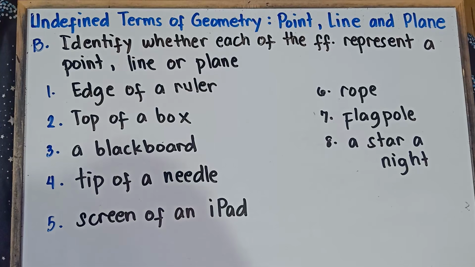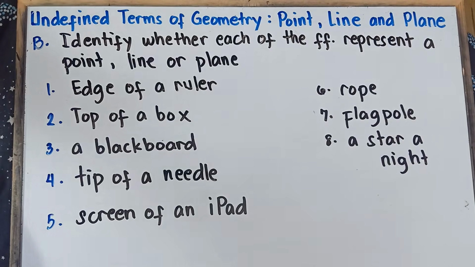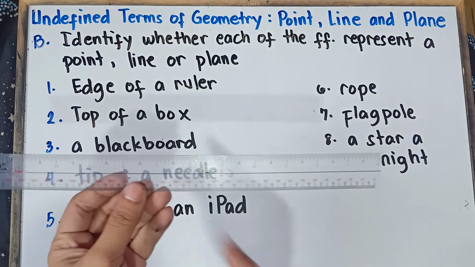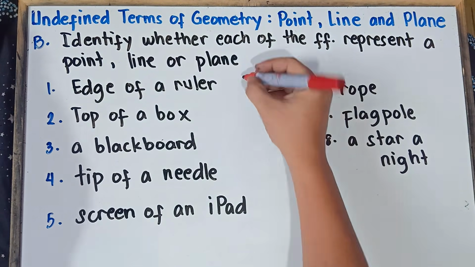Alright, so let's start with number 1, edge of a ruler. Of course, there would be a line. So once again, class, edge of a ruler, there would be a line. Yep, this one, the edge of a ruler, this one right here. So this is a line.